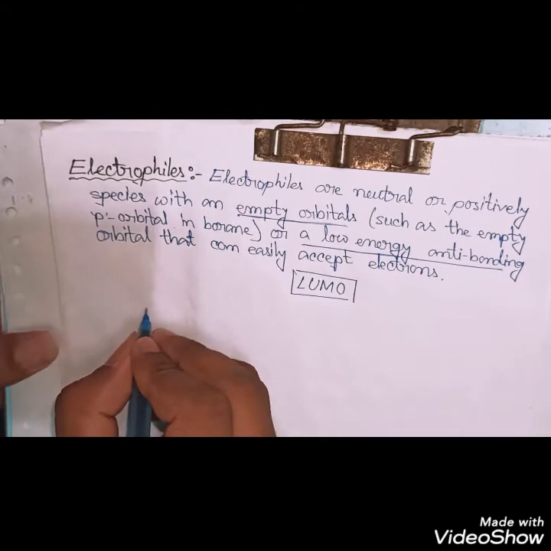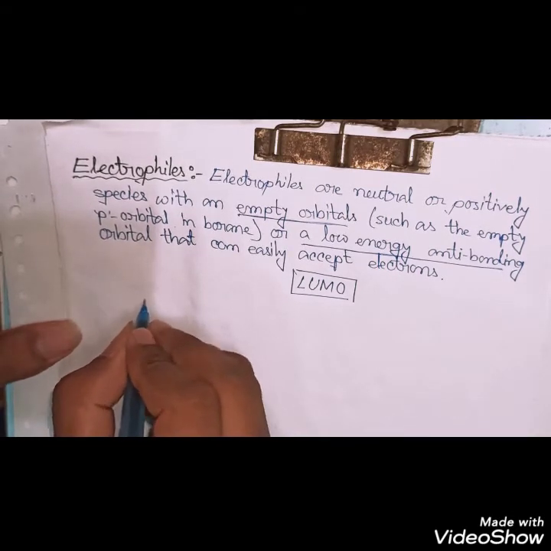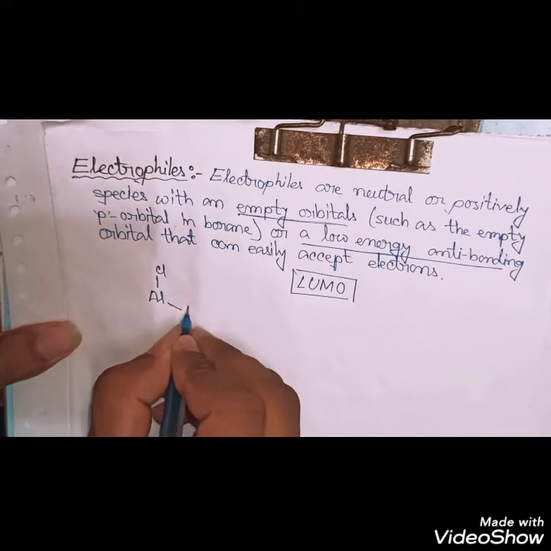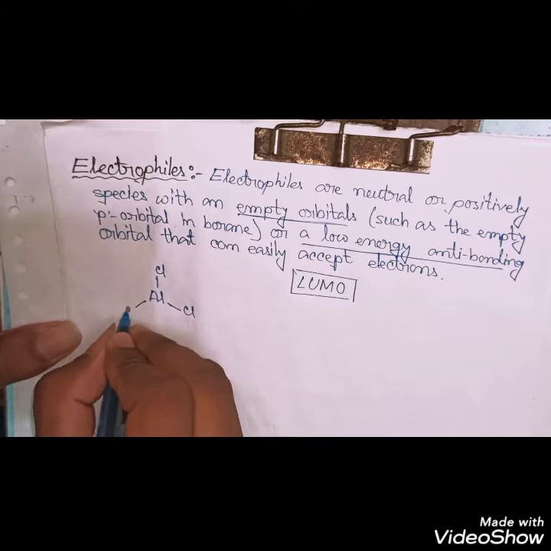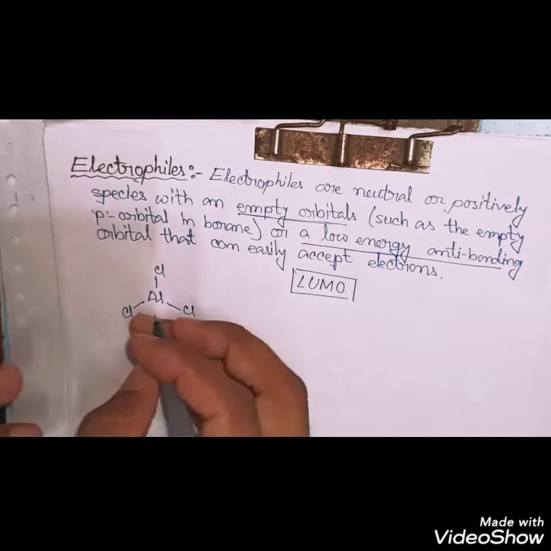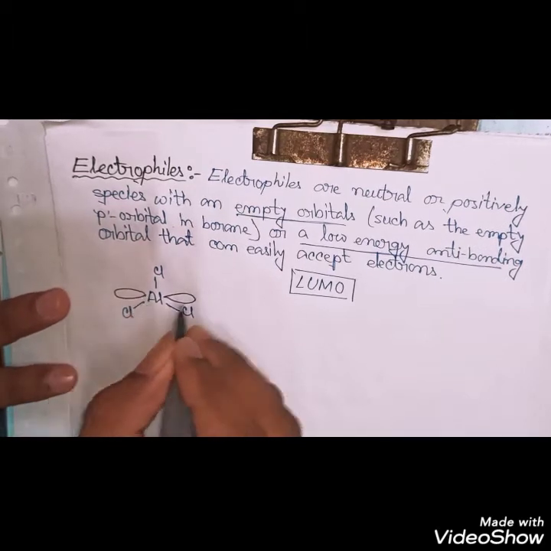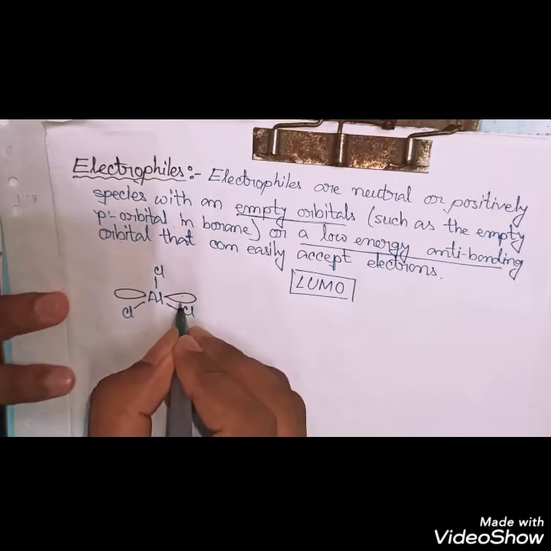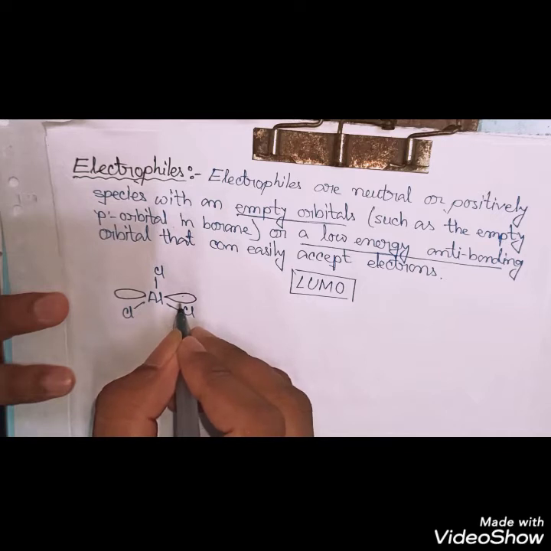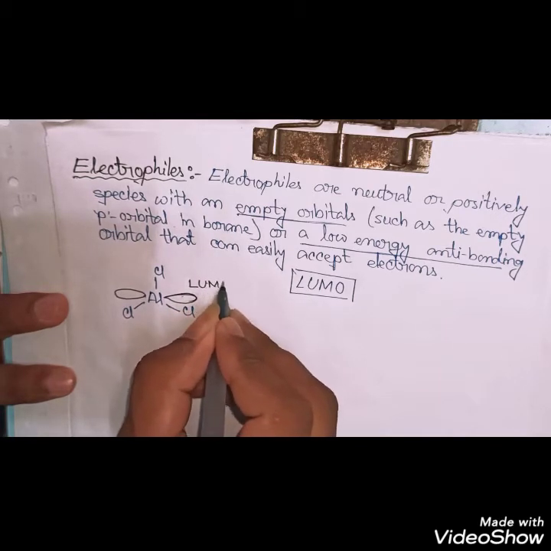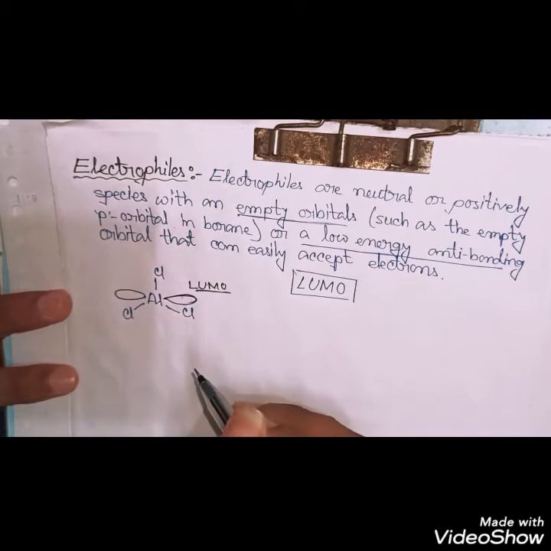Like in AlCl3, where this is an empty orbital which can take the electrons from the HOMO of nucleophiles, and this is a LUMO, a vacant p orbital.